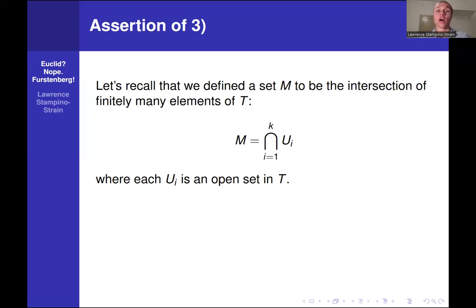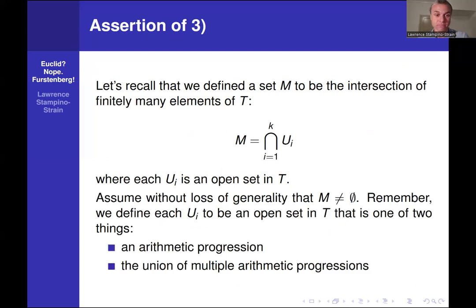So again, let's recall how we defined M to be the intersection of finitely many elements of T, where each U_i is an open set in T, right? Now, assume without loss of generality that M does not equal the empty set, right? So there is some overlap between these U_i, these elements of T. Remember, we define each U_i to be an open set in T that is one of two things. It's either an arithmetic progression or it's the union of multiple arithmetic progressions.